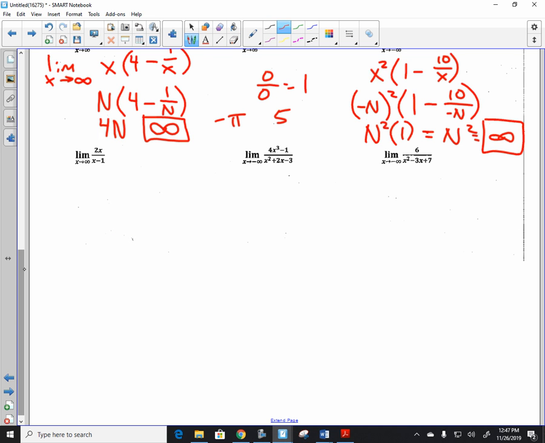I factor out the large term from the top, which is x, and I'm left with 2. I factor out the largest degree term in the bottom, and I'm left with... what happens to the x's?